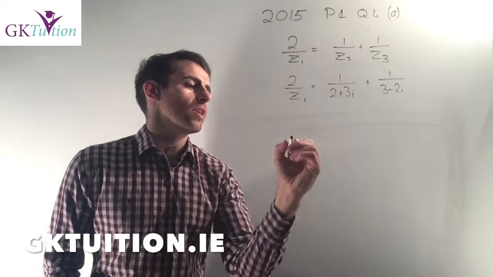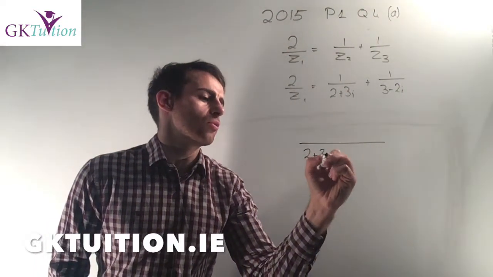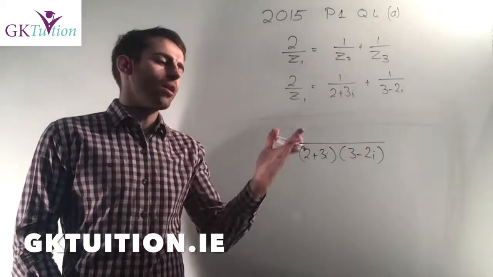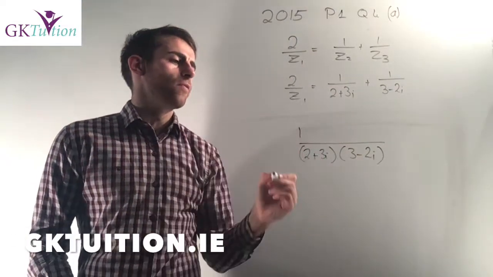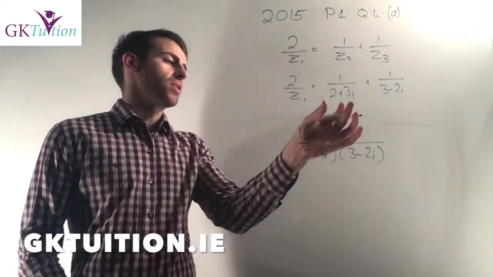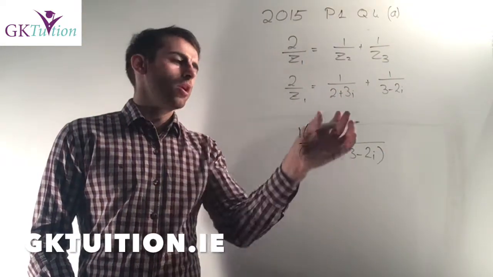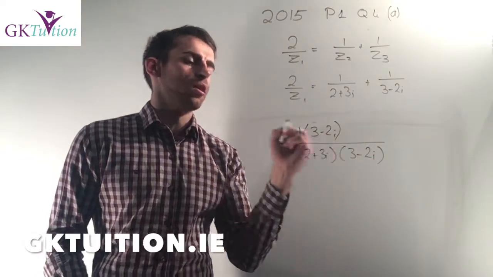So on the right hand side here I'm going to get a common denominator. And my common denominator is 2 plus 3i times 3 minus 2i. Okay, now I need to worry about what's going to be my numerator. So I have a 1 on top of the first fraction, and I have to ask myself, how many times does 2 plus 3i go into my denominator? 2 plus 3i into my denominator goes 3 minus 2i times.